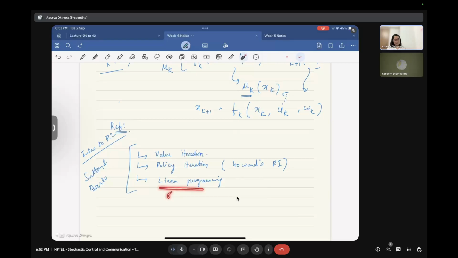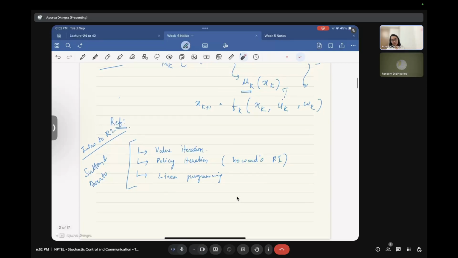LP is the most abstract one. These others are slightly more intuitive. Policy iteration is actually quite nice. So you can have a look at these different algorithms, and maybe this will give you a better understanding of how people deal with it. They don't go about solving the Bellman equation directly. That is not the way.